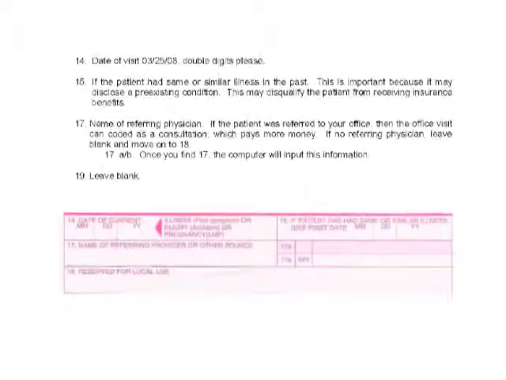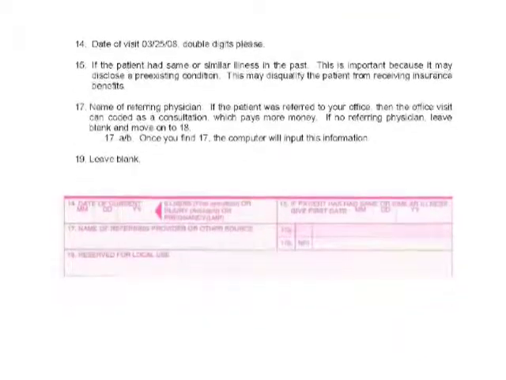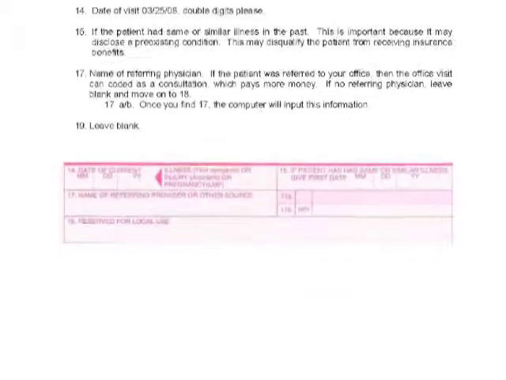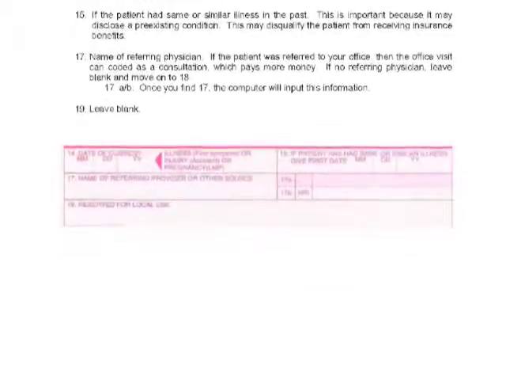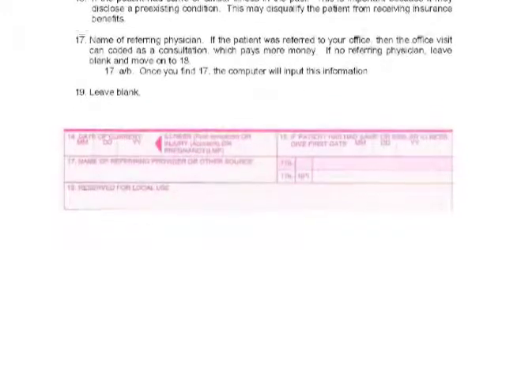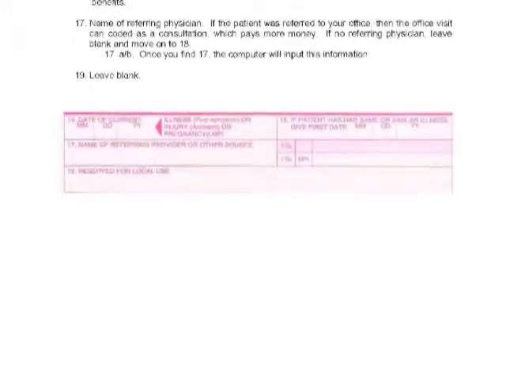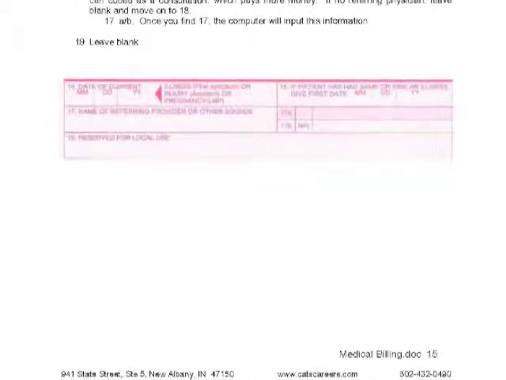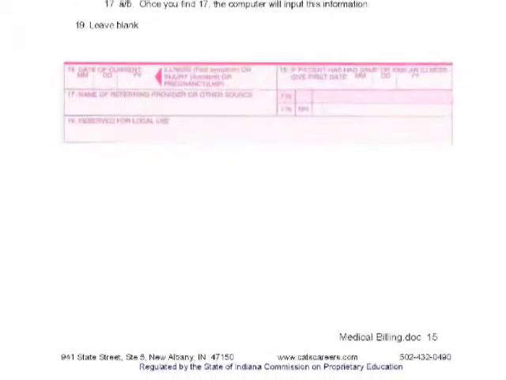And of course, all physicians have their NPI number. That is the National Provider ID number. One number fits the physician nationwide. So Dr. James Jackson will have a certain number. It doesn't matter what state you're in. Nobody else will have that same number. 19, leave blank.